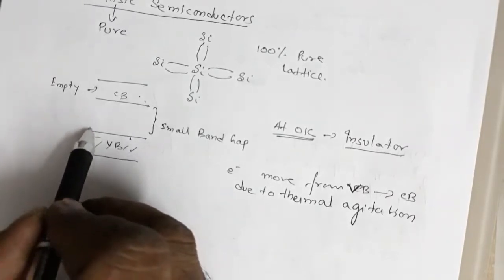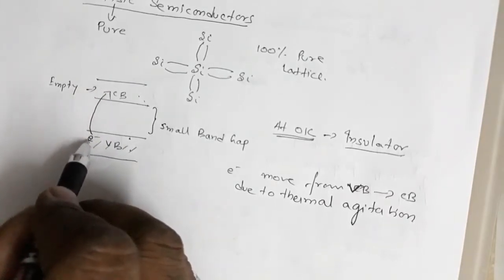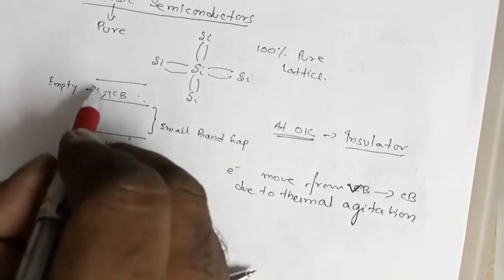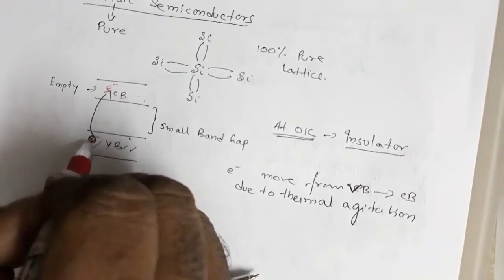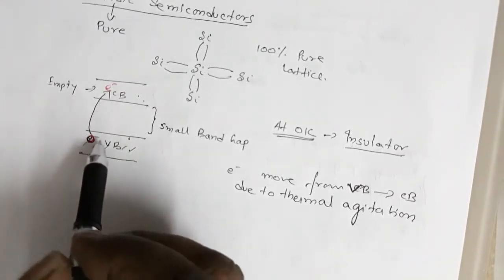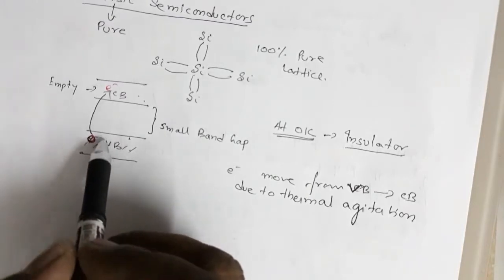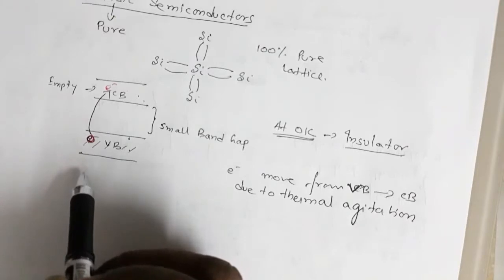Now obviously, suppose here you have an electron. If this electron moves from the valence band to the conduction band, in place of this electron you will have an empty space, a hole. So for each electron moving from the valence band to the conduction band, there will be a formation of a hole in the valence band.